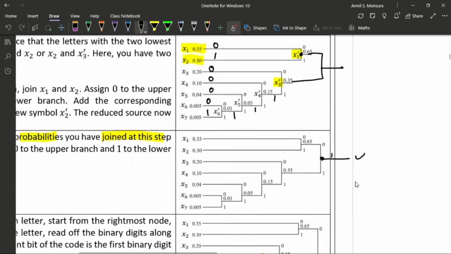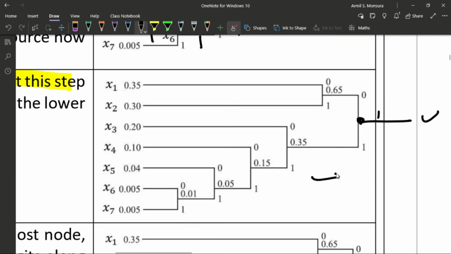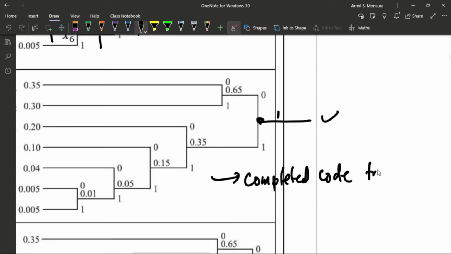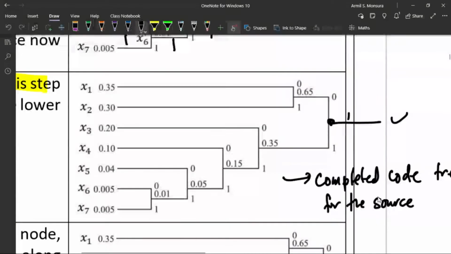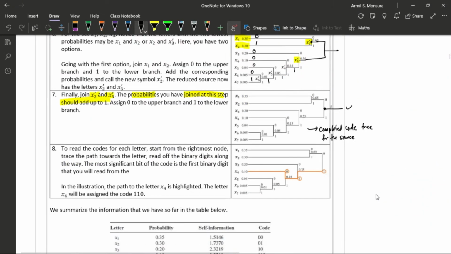What you can see here is the completed code 3 for the given source. So, ang tanong ngayon is paano siya babasahin? Paano babasahin yung code 3 ngayon? Okay. So, ganito.